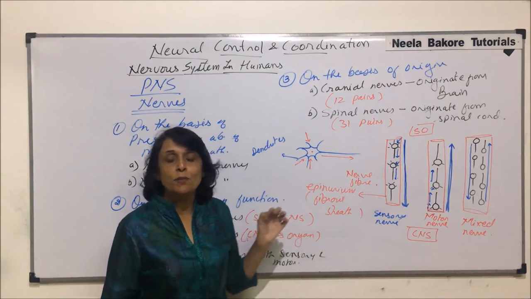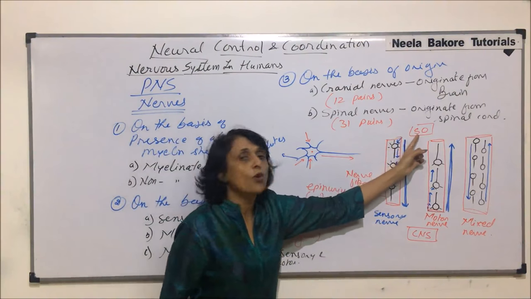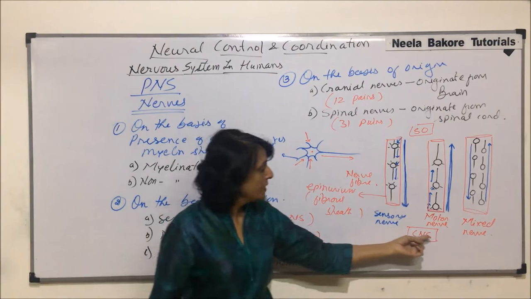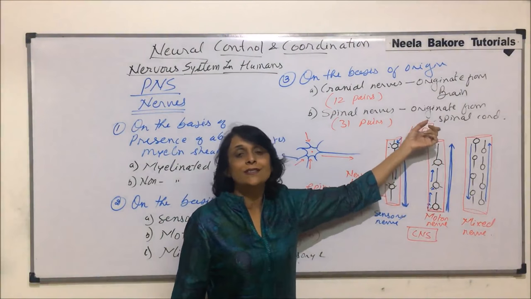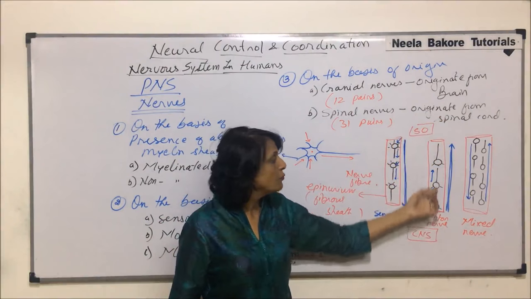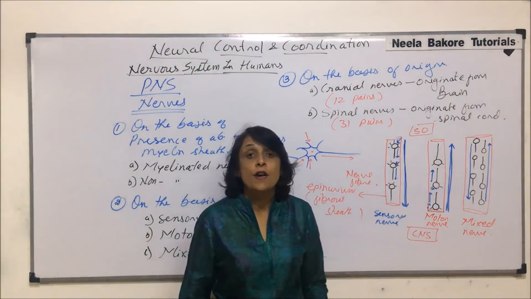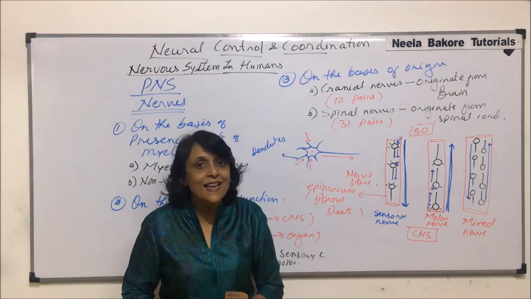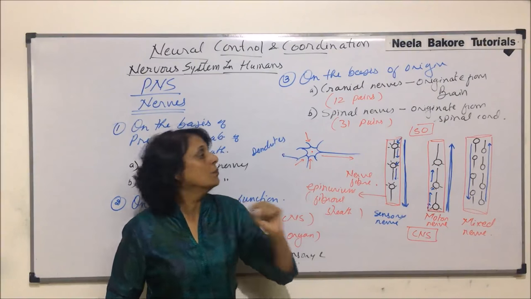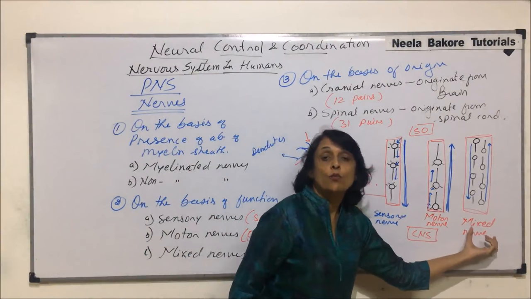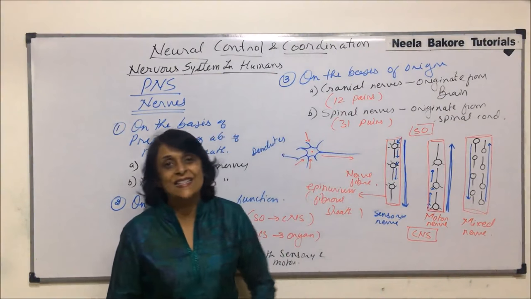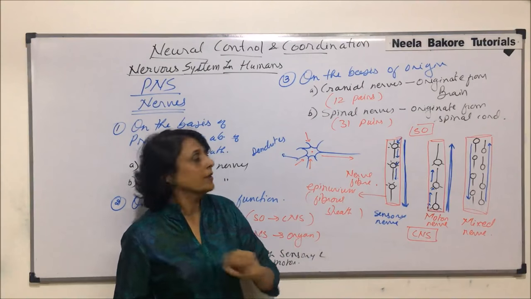If they are capable of conducting the impulse from the sense organ to the CNS, we will call them sensory. From the CNS to any organ or any tissue, then we would call it motor. And if a nerve has both the chains, one arranged like a sensory, other arranged like a motor, then this would become the mixed nerve because it can perform the function of sensory as well as motor.